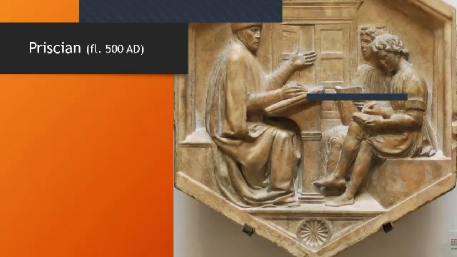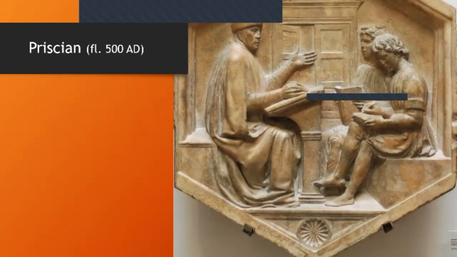flourished around the year 500, commonly referred to simply in English as Priscian. He was a Latin grammarian and the author of what is known in English as the Institutes of Grammar, which was the standard textbook for the study of Latin during the Middle Ages. It also provided the raw material for the field known as speculative grammar. The details of Priscian's life are largely unknown.